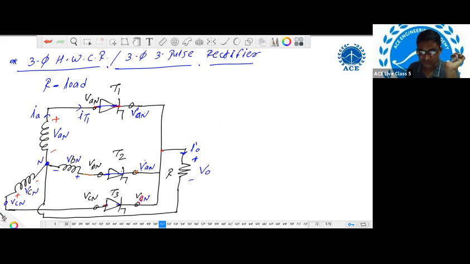So as soon as T2 turns on, the voltage that is appearing at the cathode of thyristor T2, you can check here, it is VBN. Same VBN will appear here, same VBN will appear here also, right? So now you can check the thyristor T1. Anode voltage is VAN, cathode voltage is VBN. So when T2 turns on, at that instant, check the VAN and VBN values.